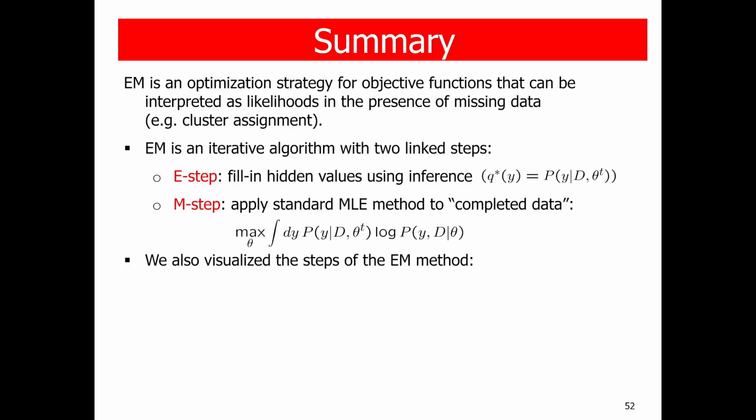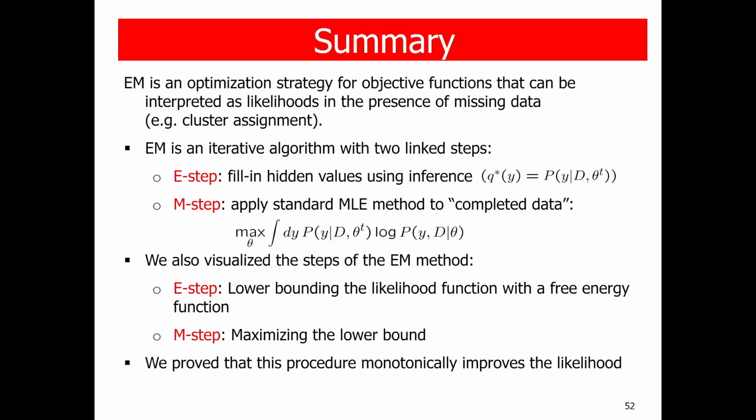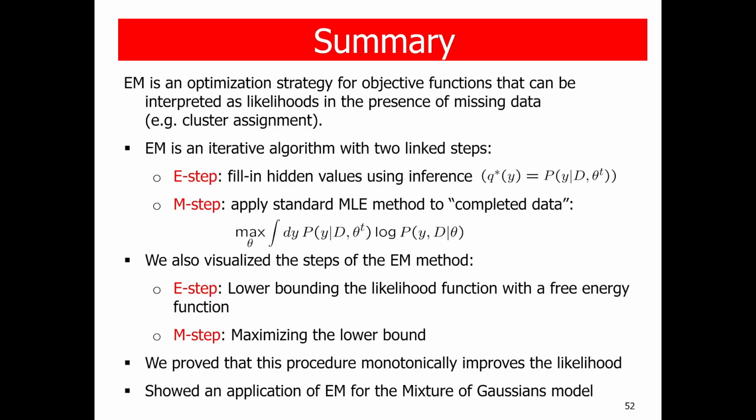We also visualized the steps of the EM method. In the E step, we lower bounded the likelihood function with the free energy function, and in the M step, we maximized this lower bound. We proved that this procedure monotonically improves the likelihood. We also showed an application of the expectation maximization algorithm for the mixture of Gaussians model.